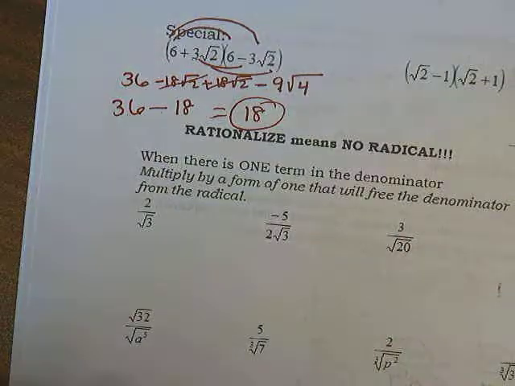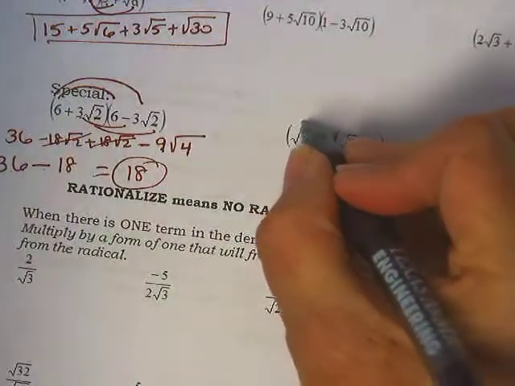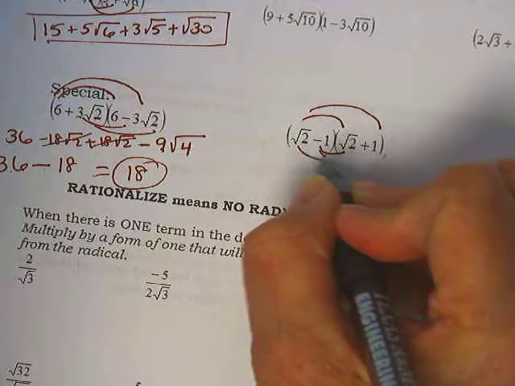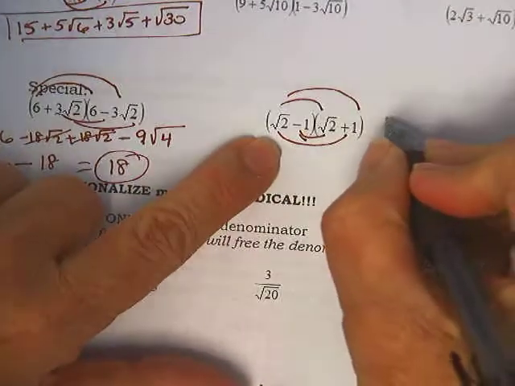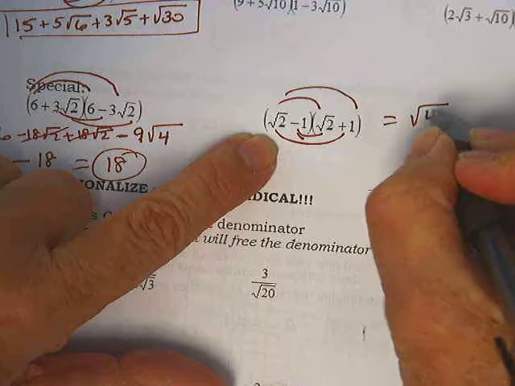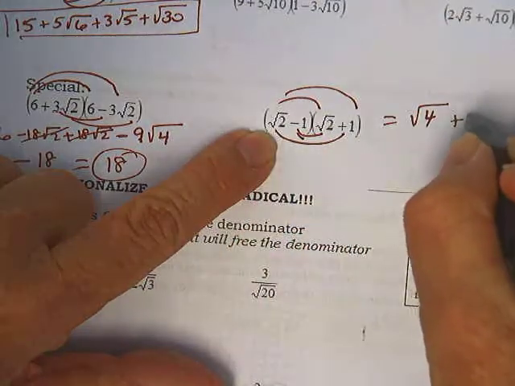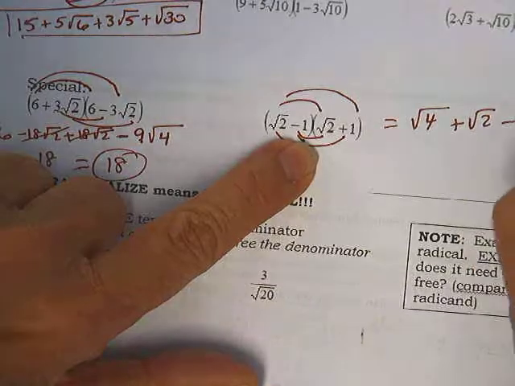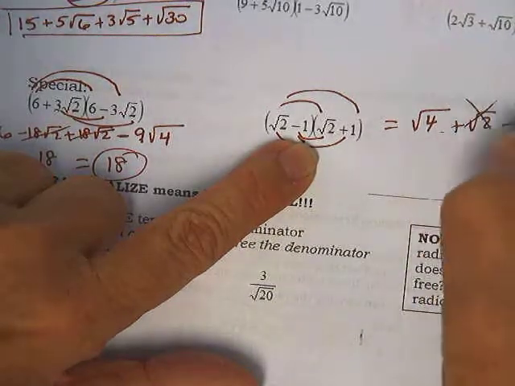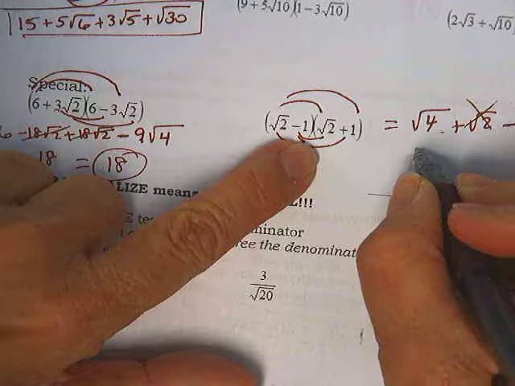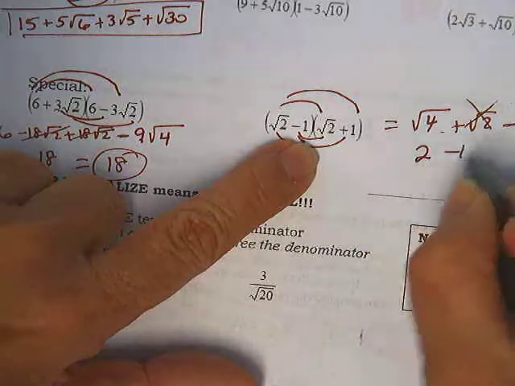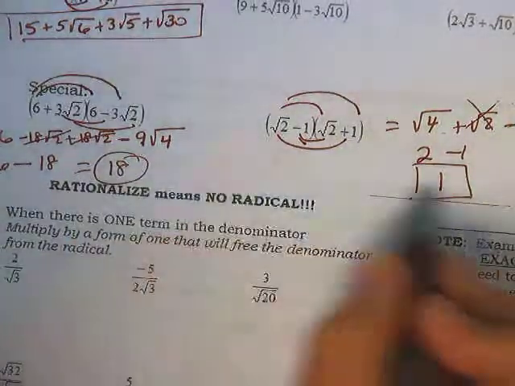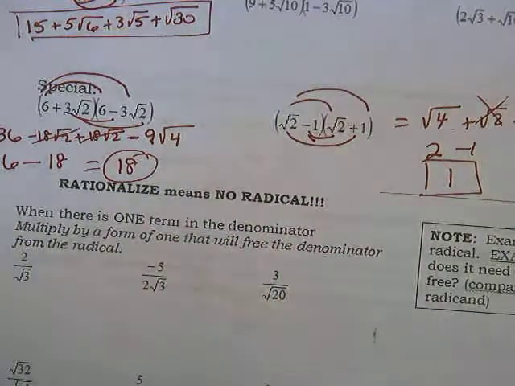Okay. Same thing will happen over here. We multiply, and again we're doing FOIL. So square root of 2 times the square root of 2 is the square root of 4, plus square root of 2 minus square root of 2 minus 1. These guys cancel. Square root of 4 is 2, minus 1 equals 1. Notice in this case we don't end up with any radicals in our answer.